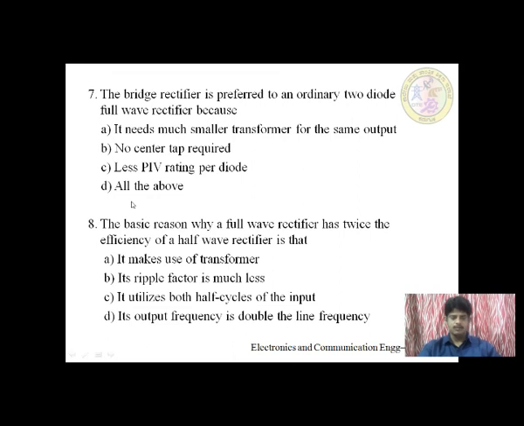All of the above. Next, coming to the eighth one, the basic reason why a full wave rectifier has twice the efficiency of a half wave rectifier. So efficiency is double compared to half wave. What is the main reason? Option one, it makes use of a transformer. Next, its ripple factor is much less. Third one, it utilizes both half cycles of the input. Fourth one, its output frequency is double the line frequency.